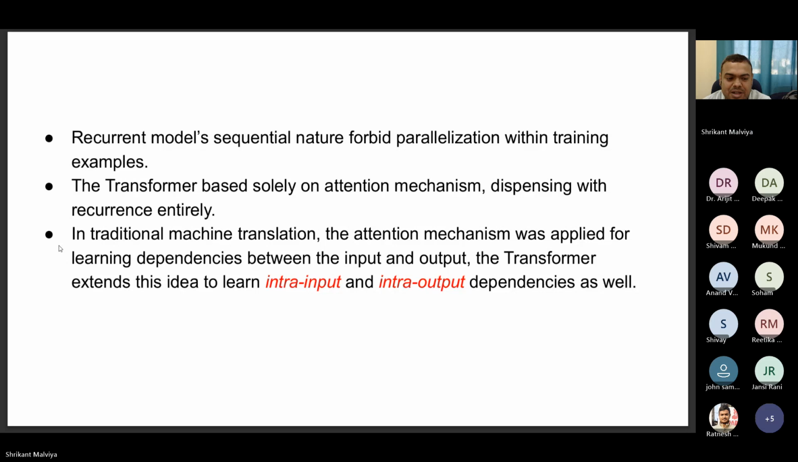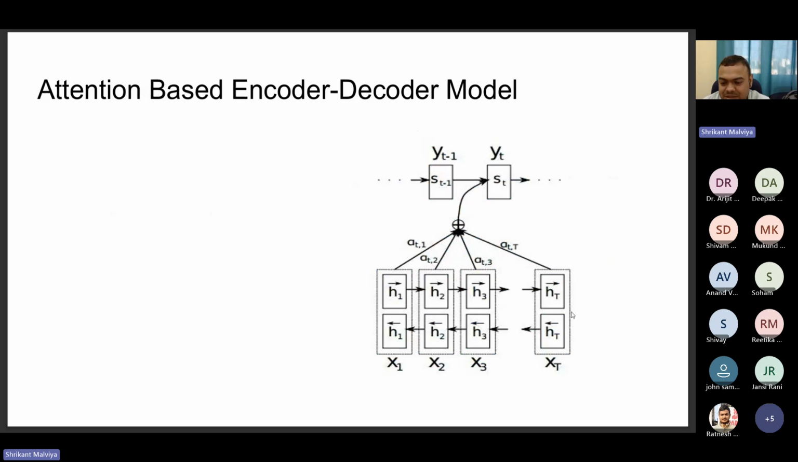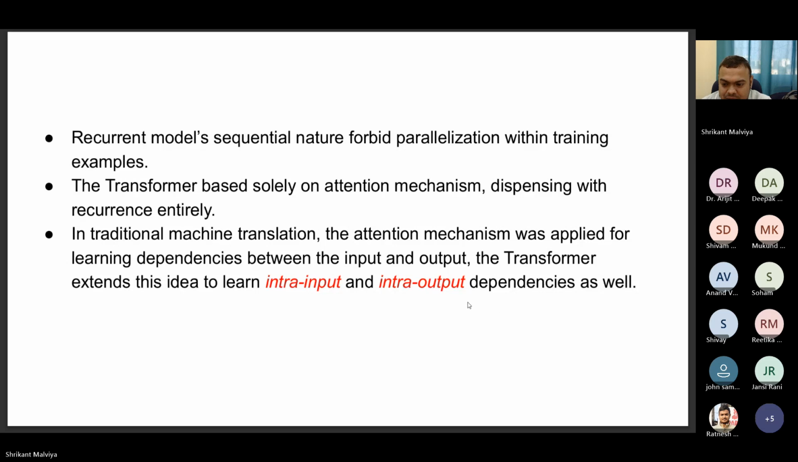so it completely avoids recurrence for processing the given input. Okay. For example, in traditional machine translation, the attention mechanism was applied for learning dependencies between input and output. Okay. For example, just in the previous diagram here, for the given input sequence, although it is applying the attention mechanism, still it has to process the sequence one by one, meaning it has to go by the sequential process one by one.